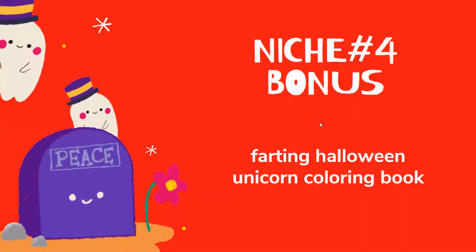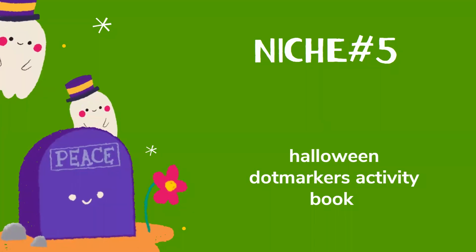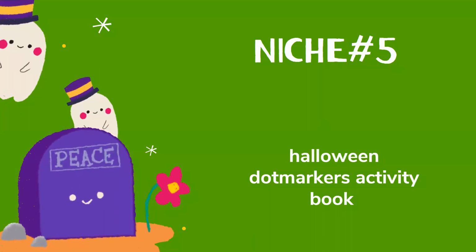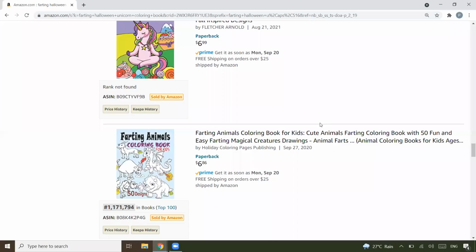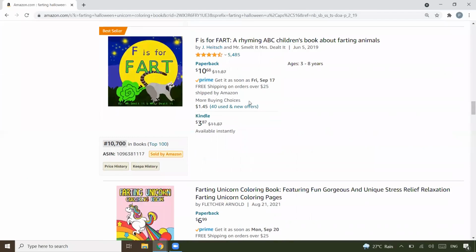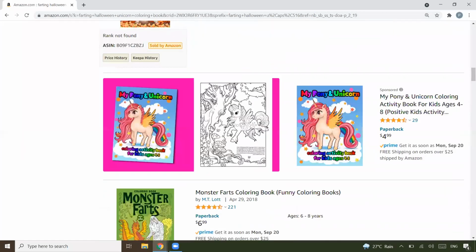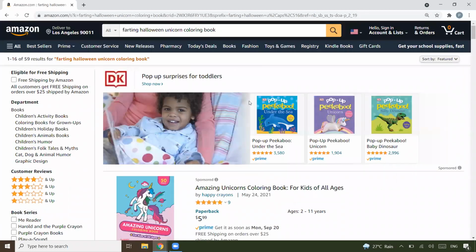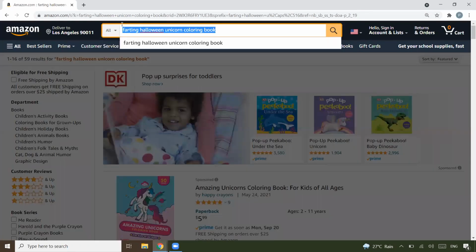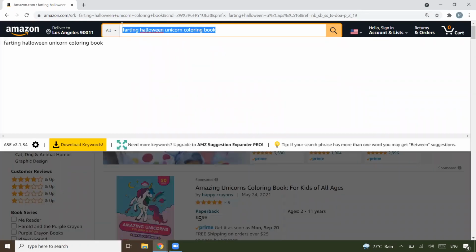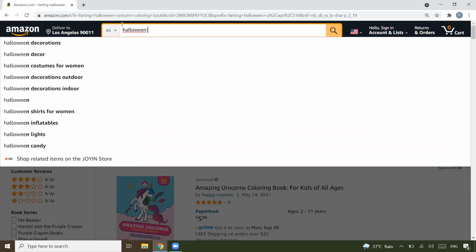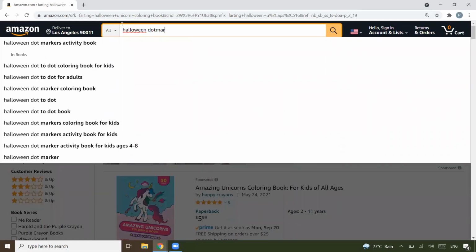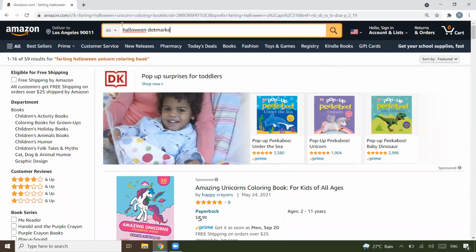And let's now come to our niche number 5. And this is in the category of activity book. And this is about the Halloween dot markers activity book. Okay, so people generally say that coloring books and activity books do pretty well during this festival season. So we have seen a few coloring books, and now it's time to take a look at the activity book. So this is going to be the Halloween dot markers activity book.